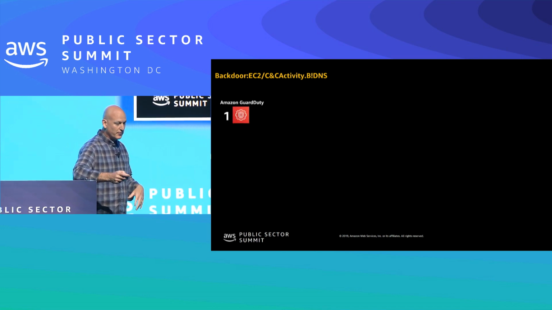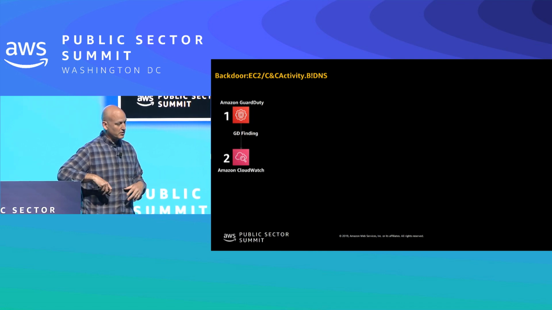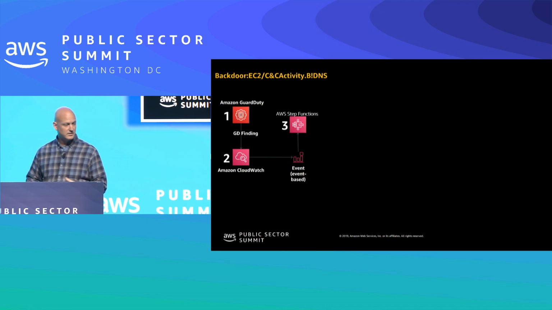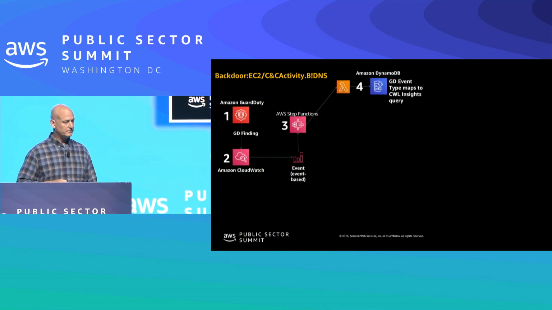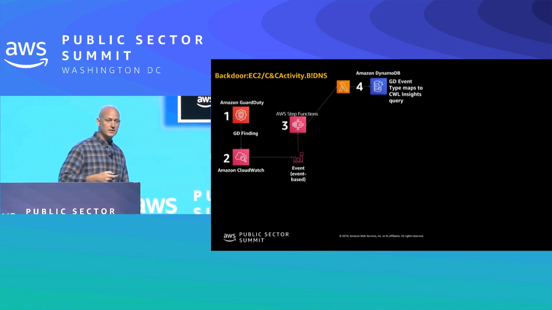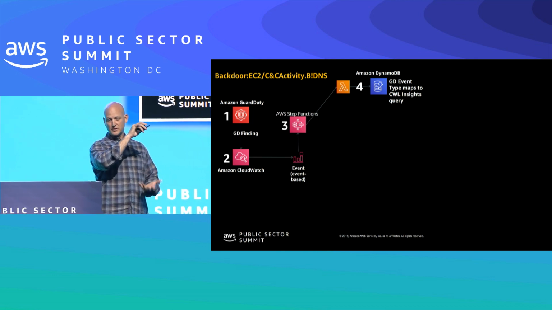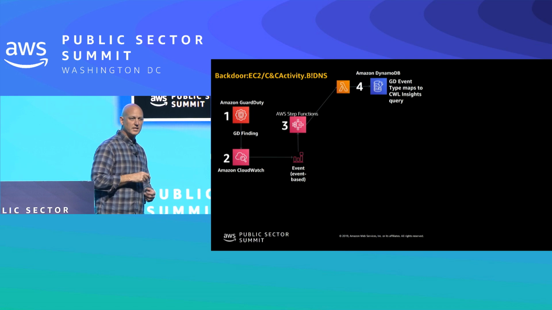But you'll have the GuardDuty finding type that will go to the CloudWatch, that will use the CloudWatch event to send it to a step function, which will use Lambda to query the Dynamo table, which will have, I think there's 7 or 8 of them, so there's a few more on this use case versus the other one.